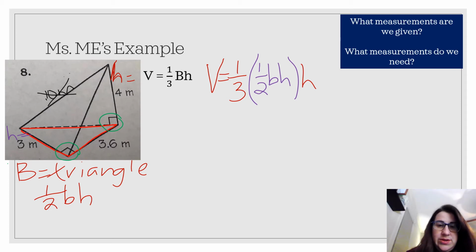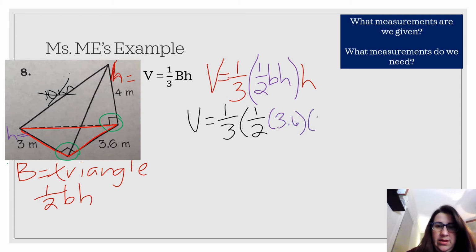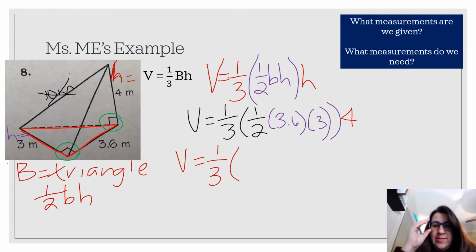Okay, let's go ahead and substitute in. We have volume equals 1/3 times 1/2. What's my base? I'm going to say it is 3.6. And then my height is 3. And then my other height is 4. Okay, I'm going to do the base first. I'm just going to do the inside here. So I have 1/2 times 3.6 times 3.